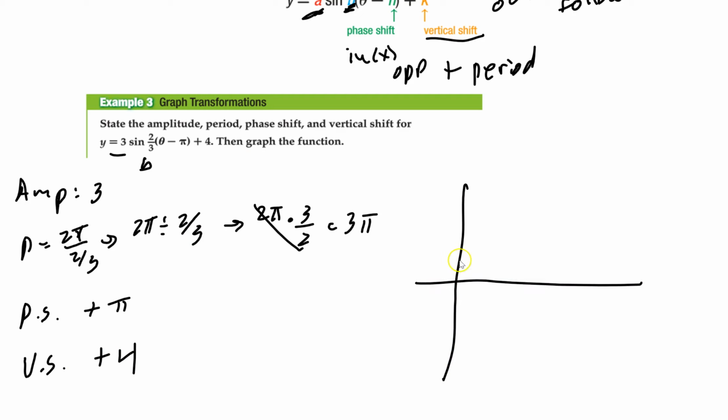So I've got to go plus 4, so 1, 2, 3, 4. My amp is 3, so I've got to make sure I go 3 up also. 1, 2, 3, and 3 down. Okay, we're good there. My phase shift is pi, so my trick is to just count by that. So let's go plus pi, and add another pi, so 2 pi. Add another pi, so 3 pi. Add another one, so 4 pi.